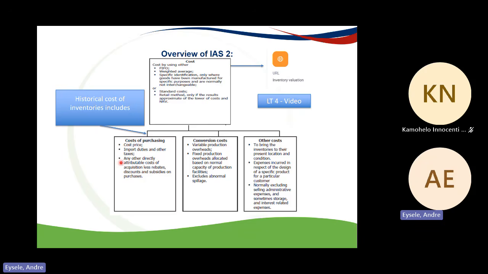Okay, cost of purchasing. Then you transfer your cost, your raw materials. Say, for instance, you bought your frames, or you imported frames from China, for 20 Rand. Those costs will come into play. Any other directly attributable costs of acquisition, less rebates. So if you buy in bulk from China, a couple of frames, and they give you a 10% discount because you bought 2,000 frames, that you need to deduct.